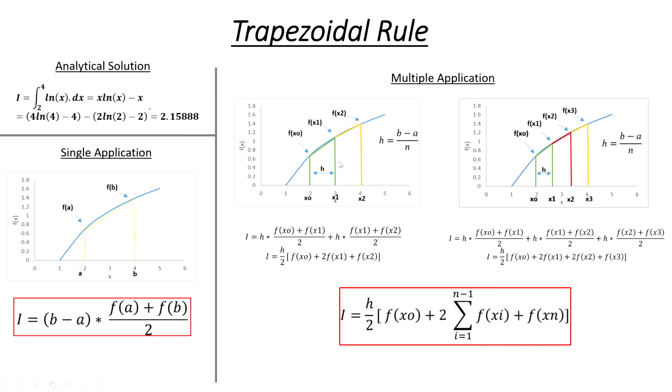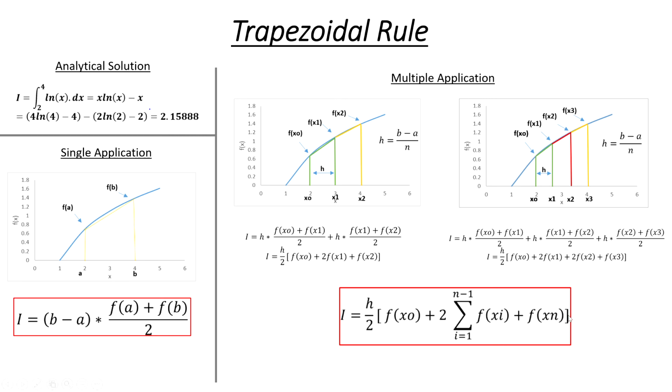And you can see that when I added one more trapezoid, the term 2f of x2 popped up in the equation. And this is a pattern that's going to happen every time I add another trapezoid. So if I add a fourth trapezoid, you're going to find 2f of x3 pops up. And if I add another one, 2f of x4 pops up, and so on.